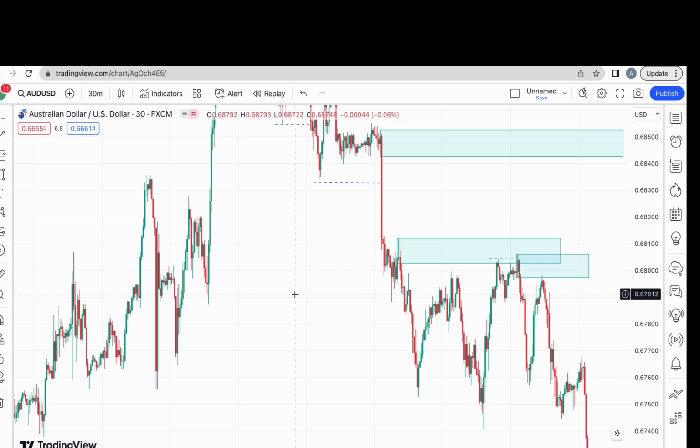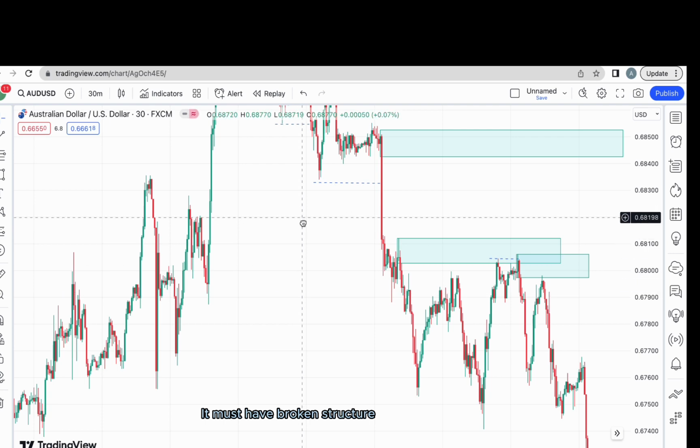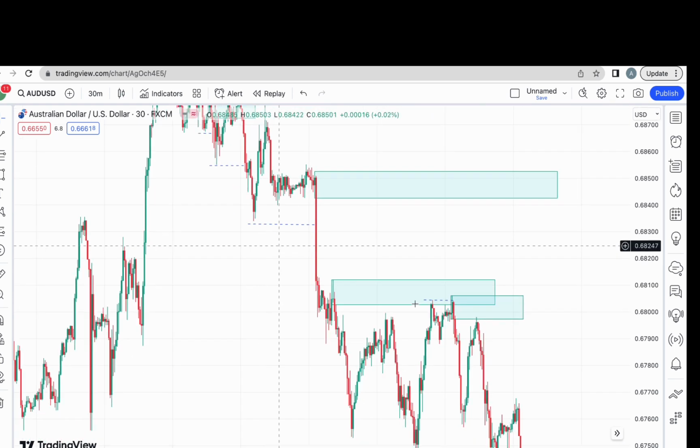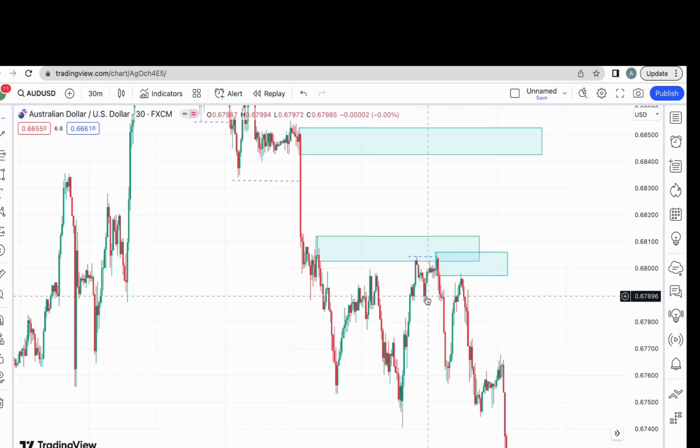Then the third concept that you must discover is that it must have broken structure. Okay, I know I mentioned it earlier, but it's a third concept that you must take note of. The order block must have broken structure. Yes, the order block must have broken structure. So what do you see again? We can see that this order block broke structure here, and this order block broke structure to this side. So let me point it out for you. It broke structure to this side.